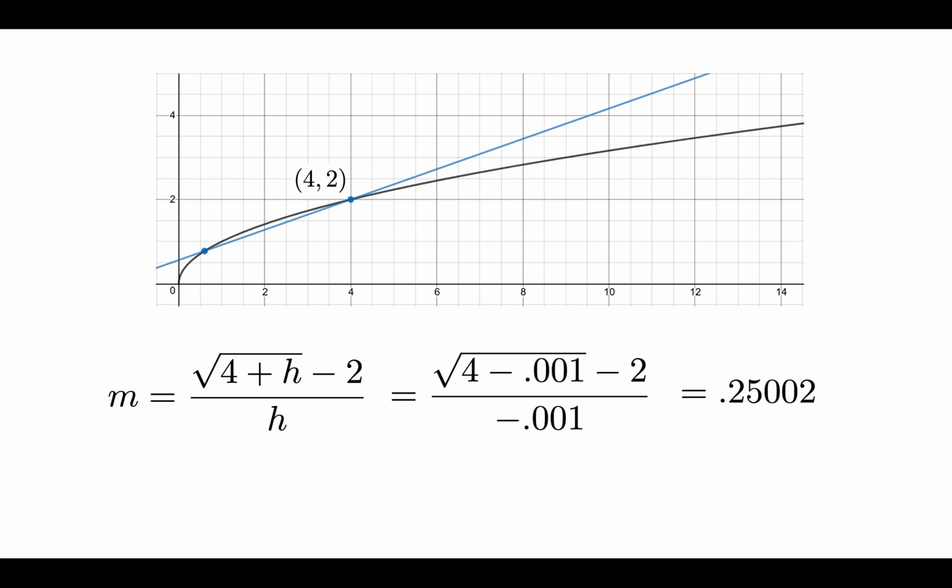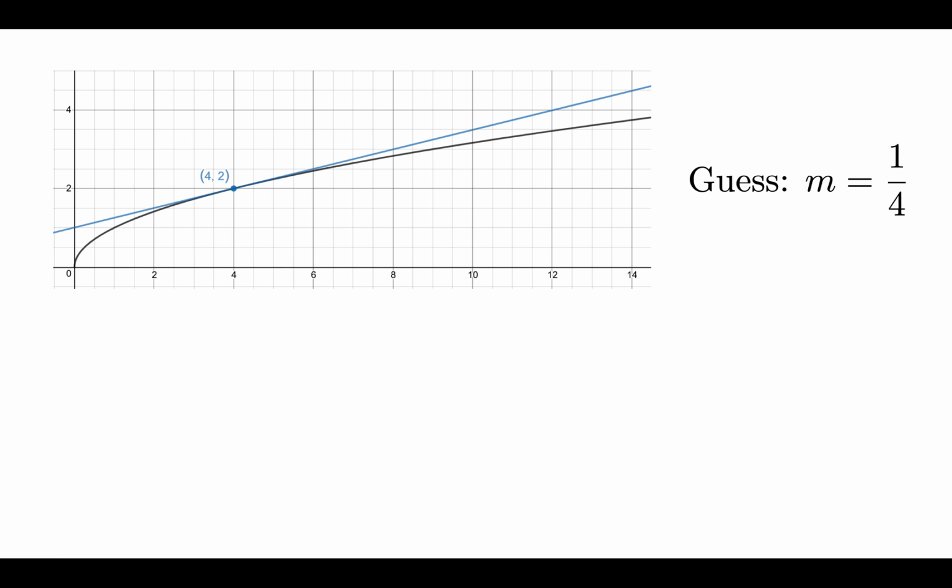So 0.25 is 1/4. You can use 0.25, that's fine. I'm going to use 1/4 because I'm a math teacher, so I like fractions. So I'm guessing that the slope of this tangent line, the line I actually want, is 1/4, because when I took secant lines really, really close by, I got things very close to 0.25. So again, let's see if this works. We're going to find the equation of the line that goes through the point (4, 2) with a slope of 1/4, and then we'll see if it actually works when we graph it.